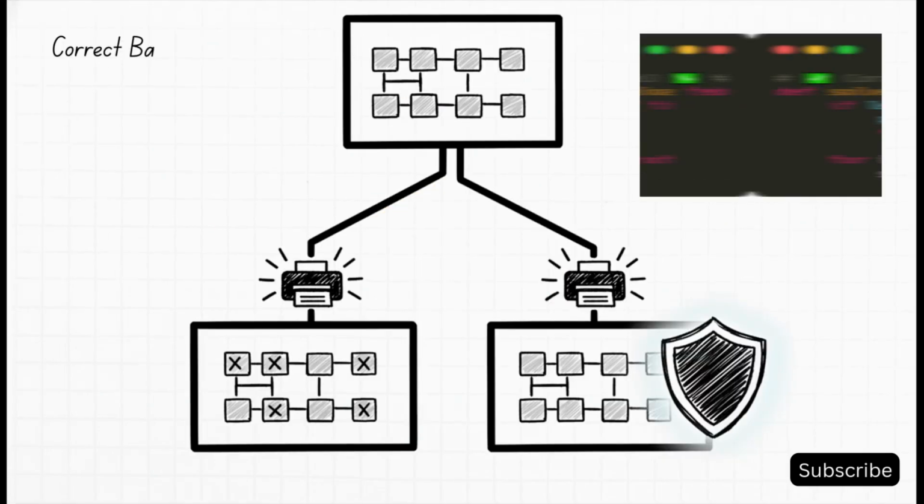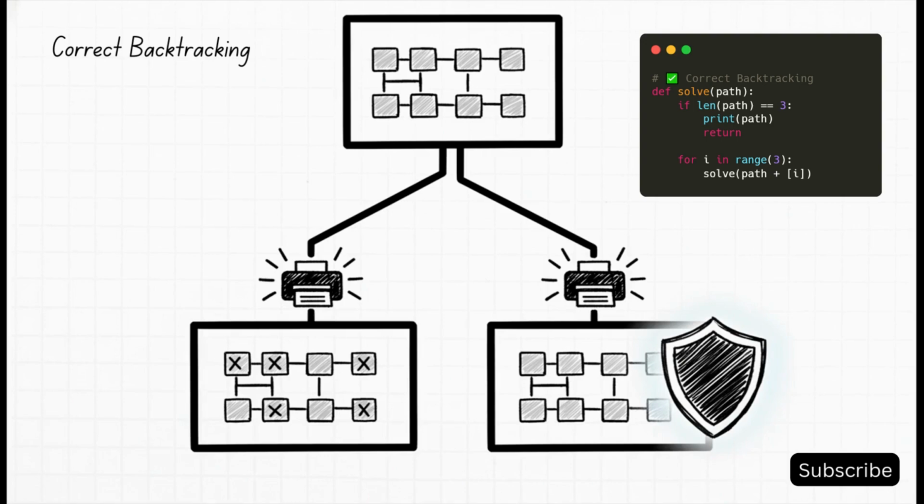And here's the fix. It's so clean. Instead of passing the same list, we pass path plus [i]. That plus sign is the magic. It creates a brand new list for each recursive call. Now, every single branch of our search has its own independent, clean state, and the backtracking logic just works perfectly.